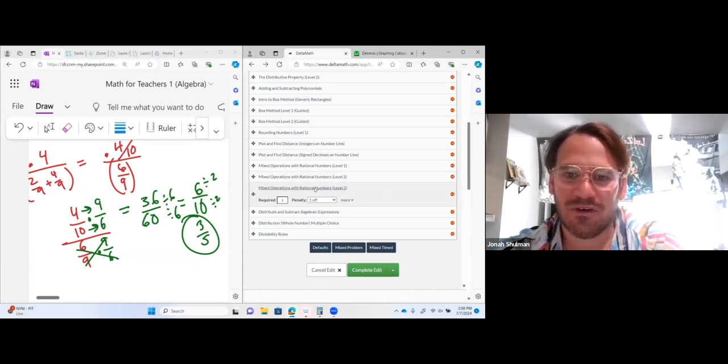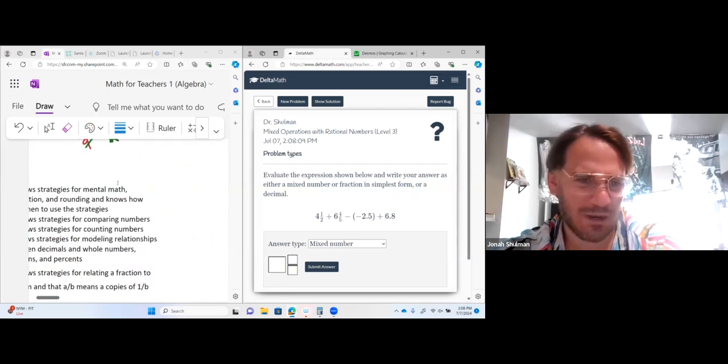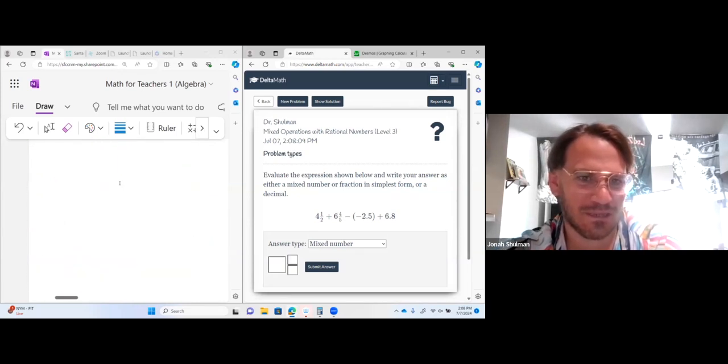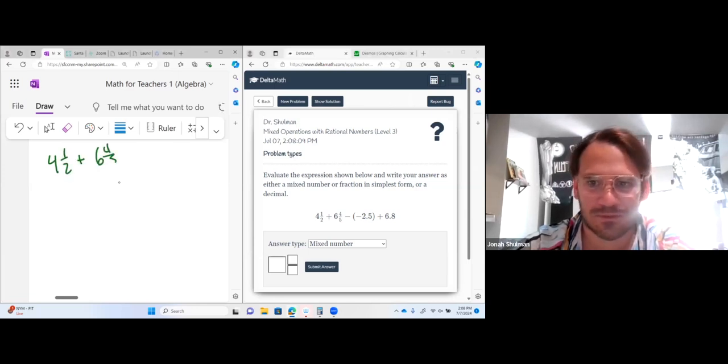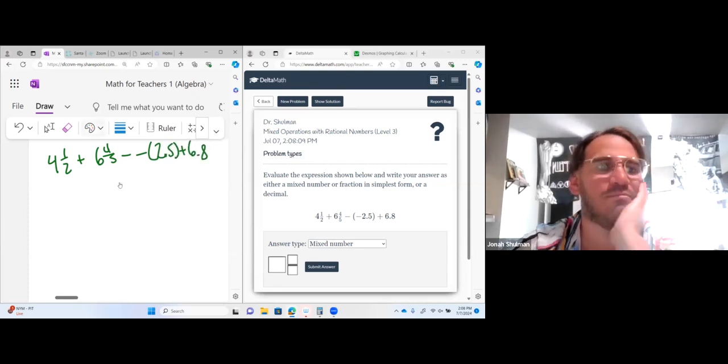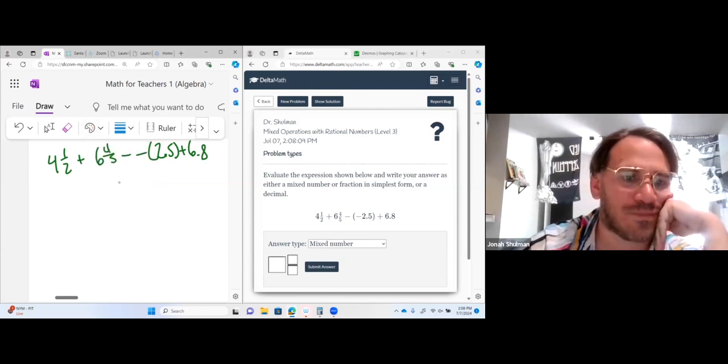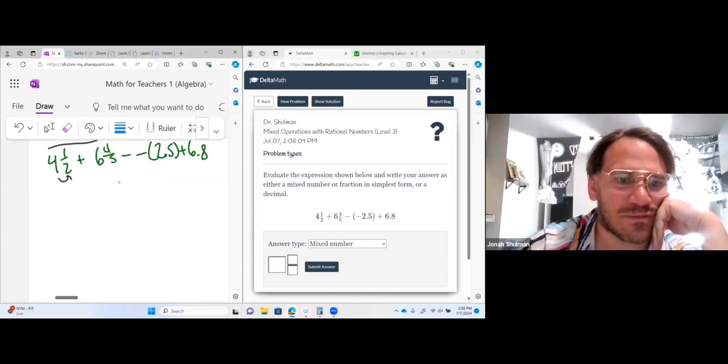This is level 3. Let's see how hard this one's gonna be. Woo! All right, so this is probably the hardest one we're gonna get for these. So let's see if I can pull it off. 4.5 plus 6 4/5 minus a minus 2.5 plus 6.8. Wow, what a crazy problem. All right, so let's see what we can do. I'm just going to do this piece first. So multiply the bottom, add the top. 8 plus 1, that's 9/2. Multiply the bottom, add the top. 34/5.